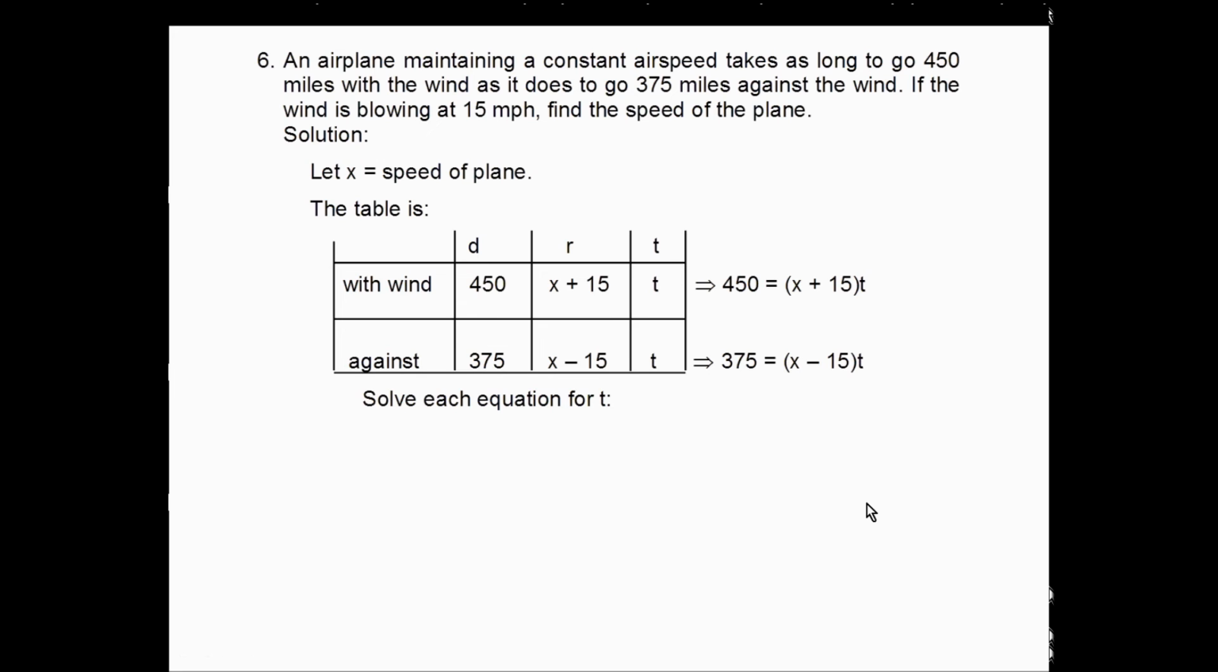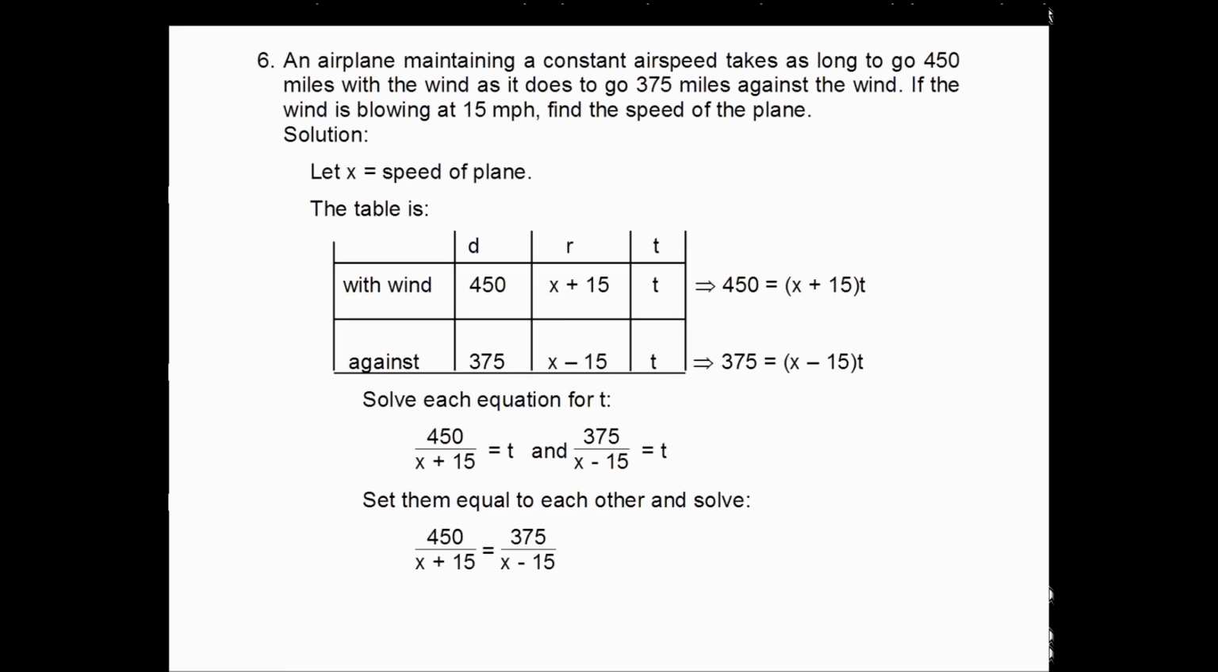So we solve each equation for t. For this one divide by x plus 15, and for the second one divide by x minus 15. So I have 450 over x plus 15 is equal to t, and 375 over x minus 15 is equal to t. Remember, it's the same time. So these two expressions on the left are equal. So 450 over x plus 15 is equal to 375 over x minus 15, because they're both the same t.